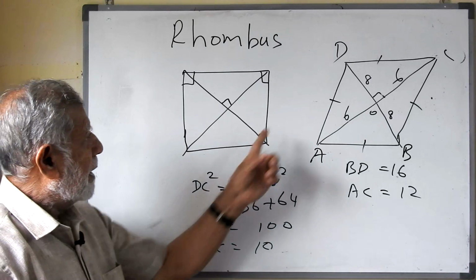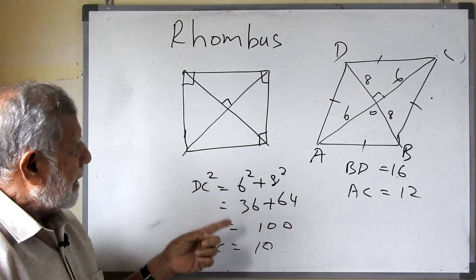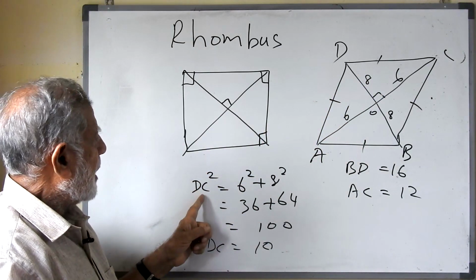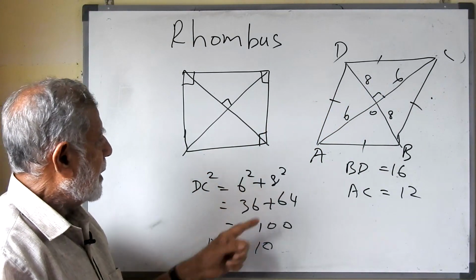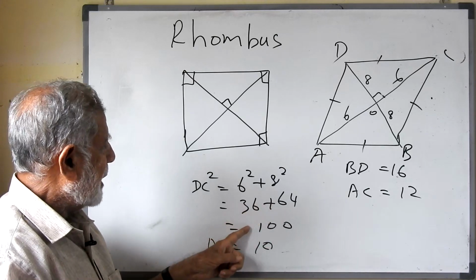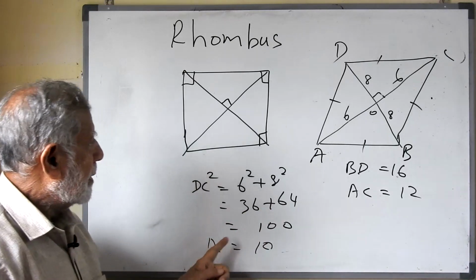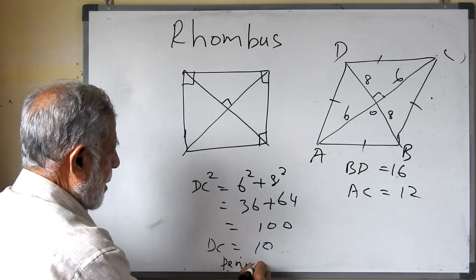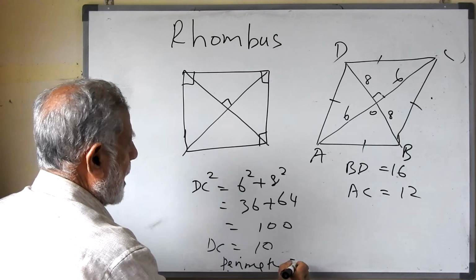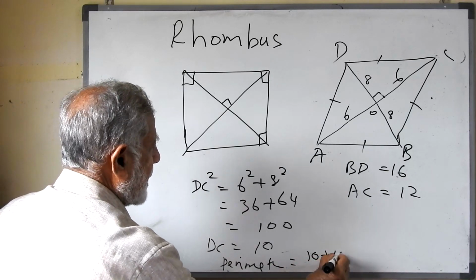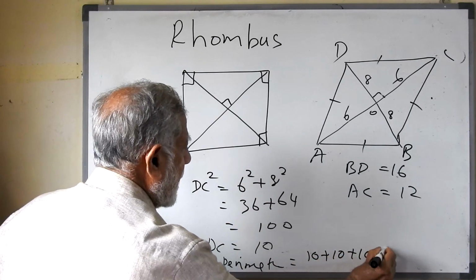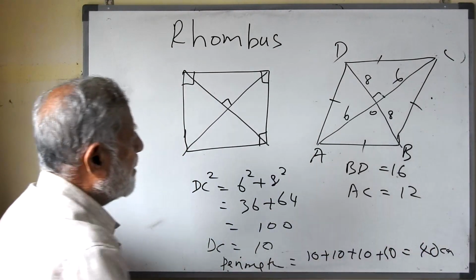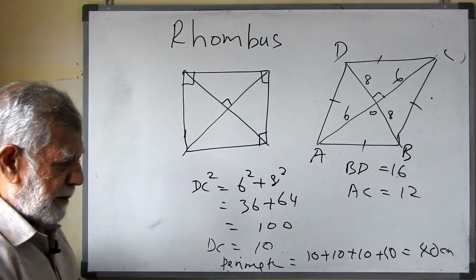Now in this triangle, if you take any triangle, in the same way, so I am taking this triangle. DC squared is equal to 6 squared plus 8 squared, that is 36 plus 64, that is equal to 100. So DC is equal to 10. So therefore perimeter equals 10 plus 10 plus 10 plus 10, that is equal to 40 centimeters. So perimeter of this rhombus is equal to 40 centimeters.